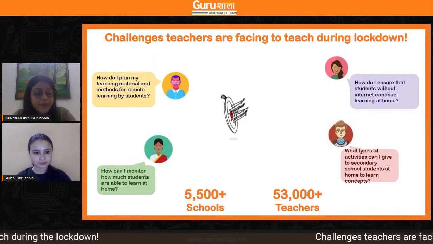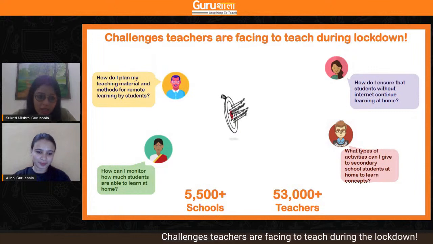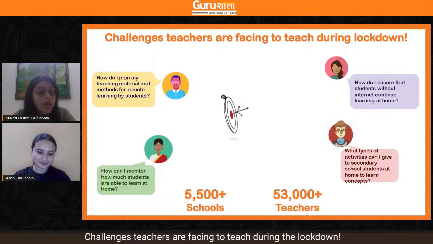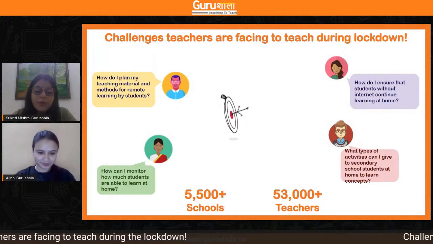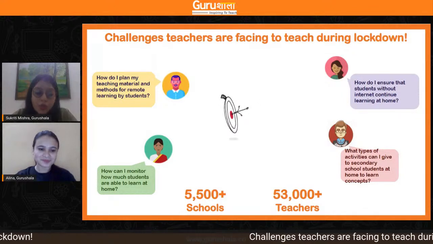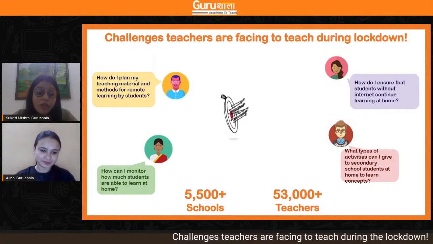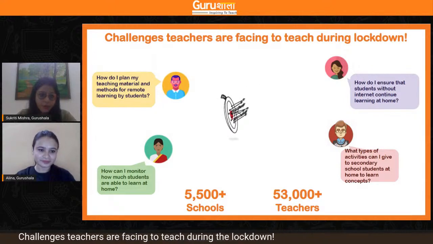So, taking into consideration all these challenges which have been shared with us by teachers across the country, today we will be looking at some of these challenges, and at some of the solutions and strategies that can be used to tackle the challenges teachers have faced during the lockdown.